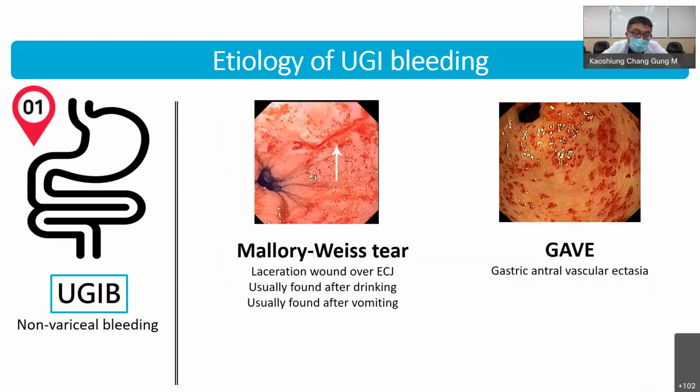What is a Mallory-Weiss tear? That means you will find a laceration wound over the junction of the esophagus and stomach. This disease is usually found in patients with heavy drinking and after severe vomiting. The right side picture is GAVE, gastric antral vascular ectasia. This is one example of GI tract vascular malformations.